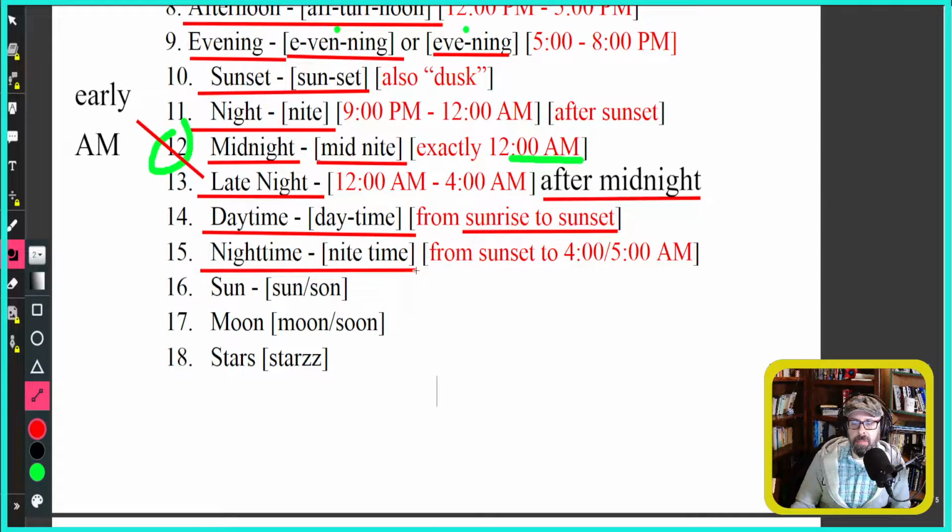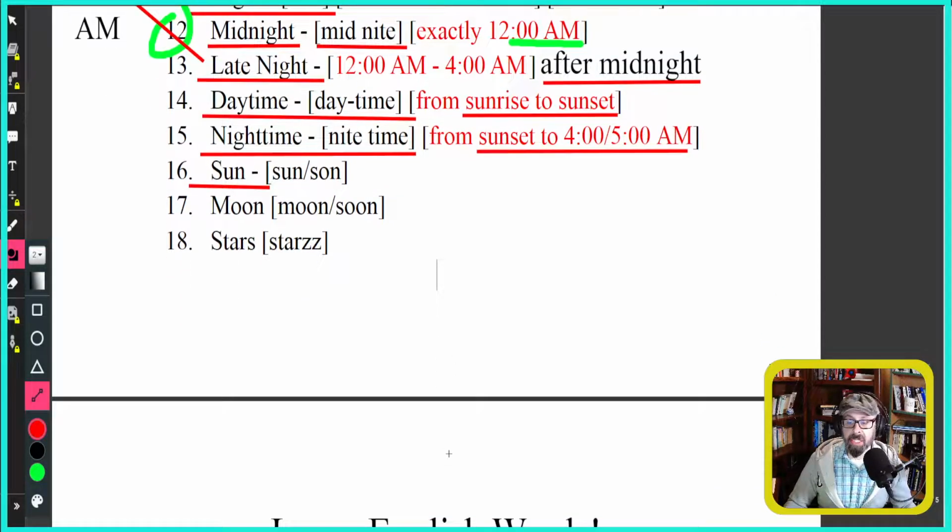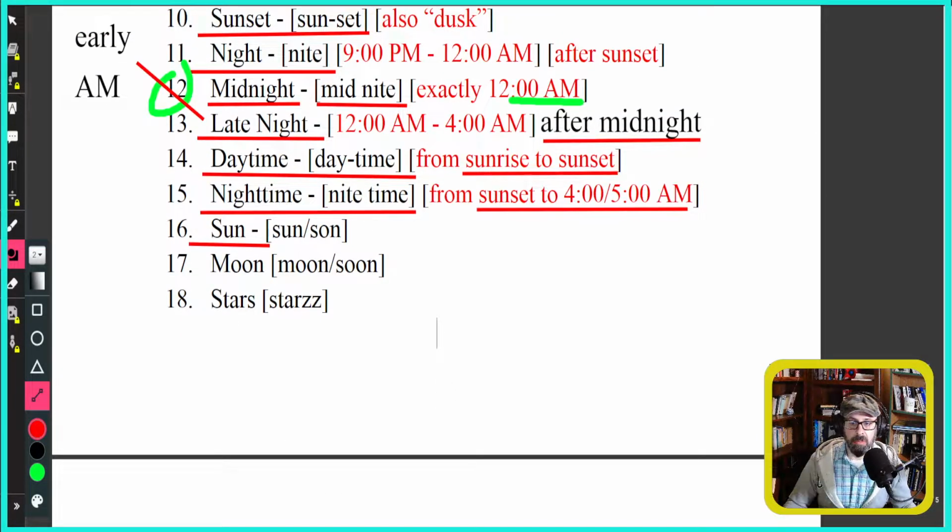Nighttime. Okay, nighttime, sunset to 4 or 5 a.m. Okay. 16, sun. Number 16, sun.